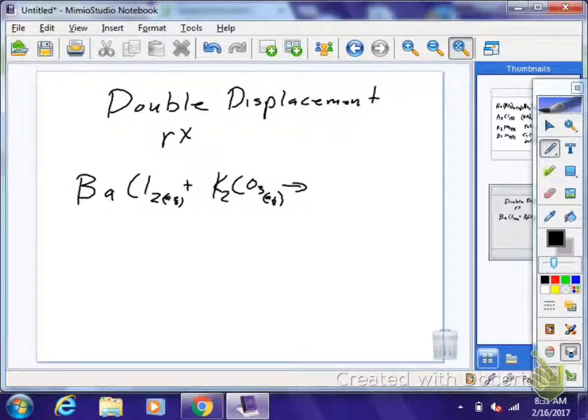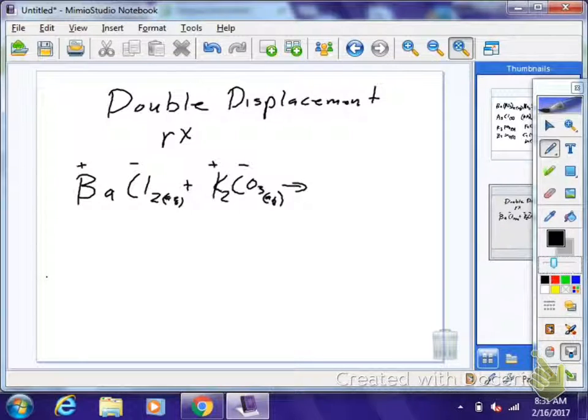Okay, I'm not going to tell you what your products are. And this here, we call it double displacement. And in double displacement, the positive ions replace the positive ions. So we got a positive here. We know this is a negative. I'm not going to tell you exactly what the charges are, but we know it's positive. Chlorine's negative. Potassium's positive. Carbonate's negative. Okay?